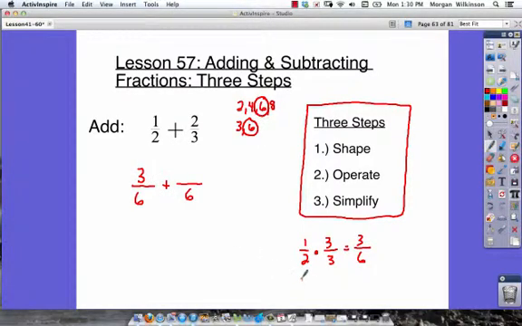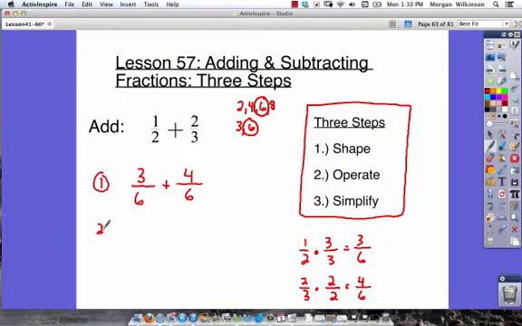Let's look at 2/3. 2/3 times some fraction equivalent to 1 is going to be equal to something out of 6. So we get 3 times 2 is 6. So our fraction equivalent to 1 is 2/2. 2 times 2 is 4. We get 4/6. So that's step 1. That's shape.